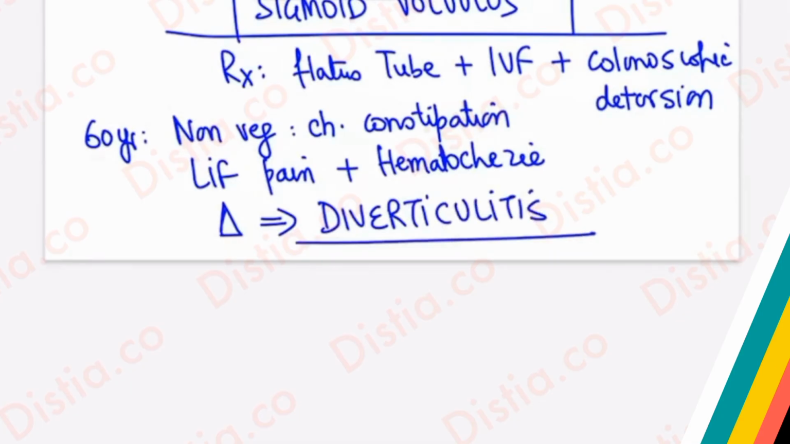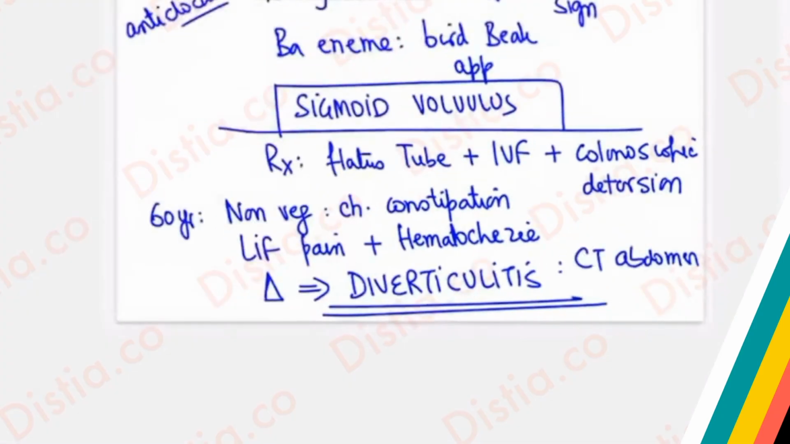One of the most important causes of lower GI bleeding is diverticulitis. And if he asks what the investigation to be done for diverticulitis is, it would be a CT abdomen. Please do not answer barium enema. You see, barium enema is done for diverticulosis. Diverticulosis will be present before a colitis can occur in a patient.